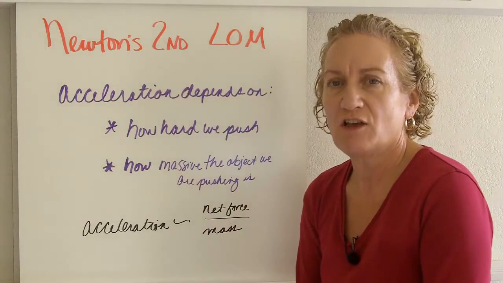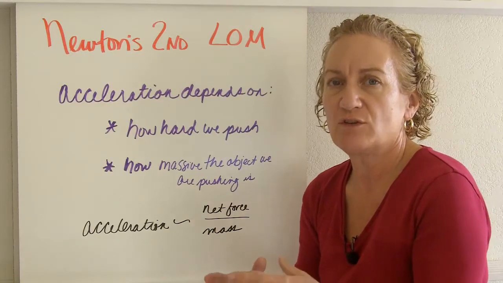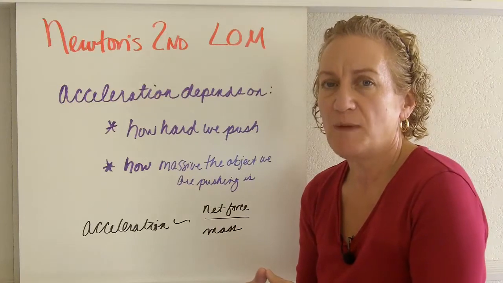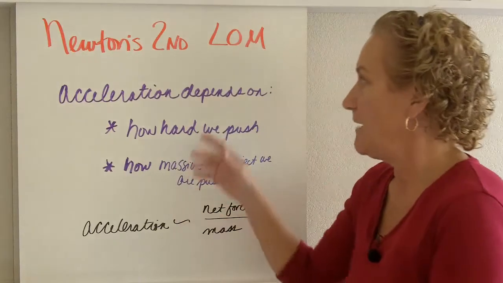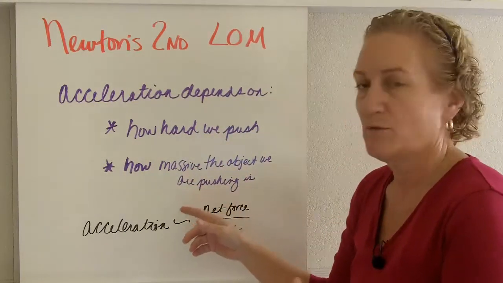Today we're going to talk about Newton's second law of motion. If you watched the last video, you know we ended it by saying that acceleration was directly proportional to force and inversely proportional to mass, or proportional to 1 over mass. And so today we're going to talk a little bit more about that. So acceleration depends on how hard we push and how massive the object is that we're pushing.